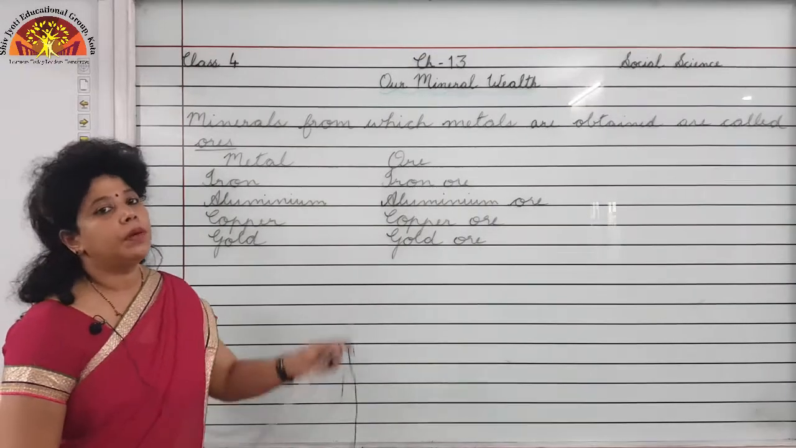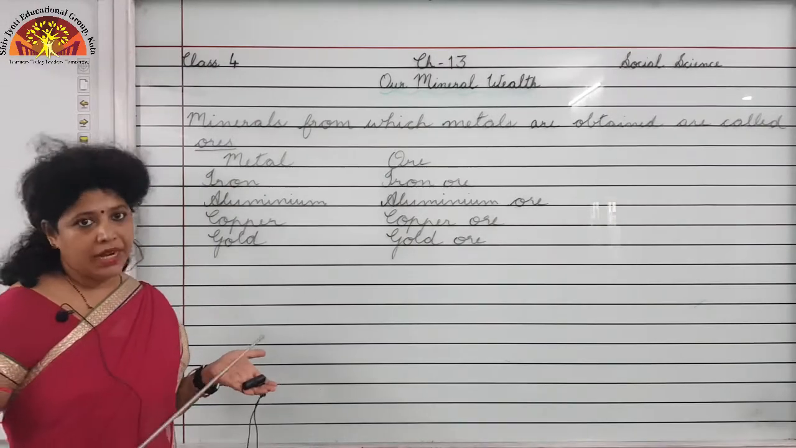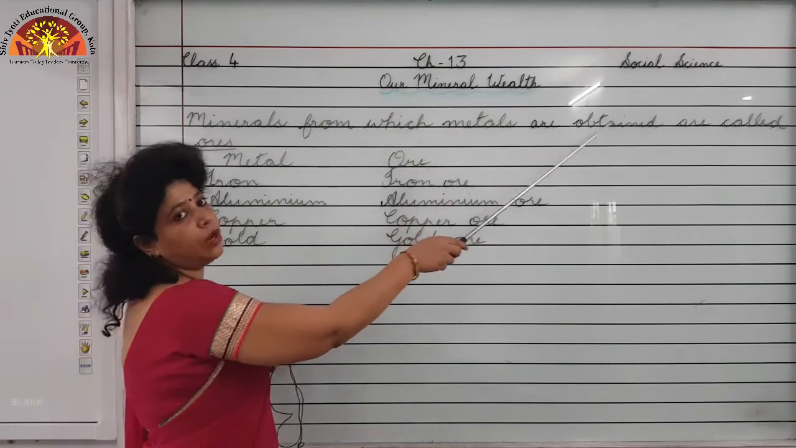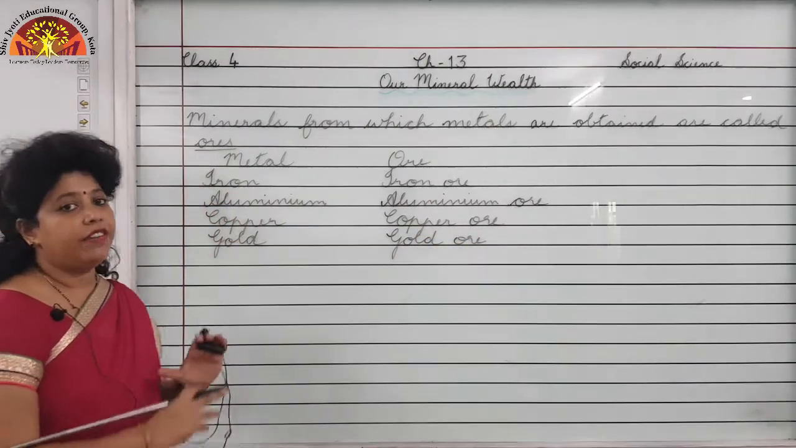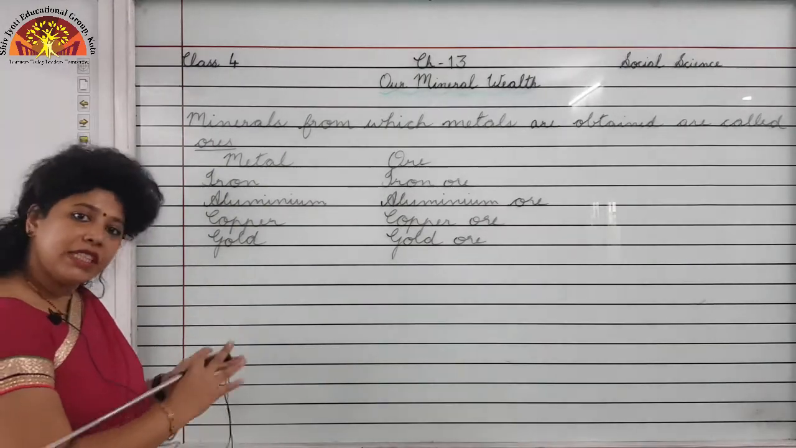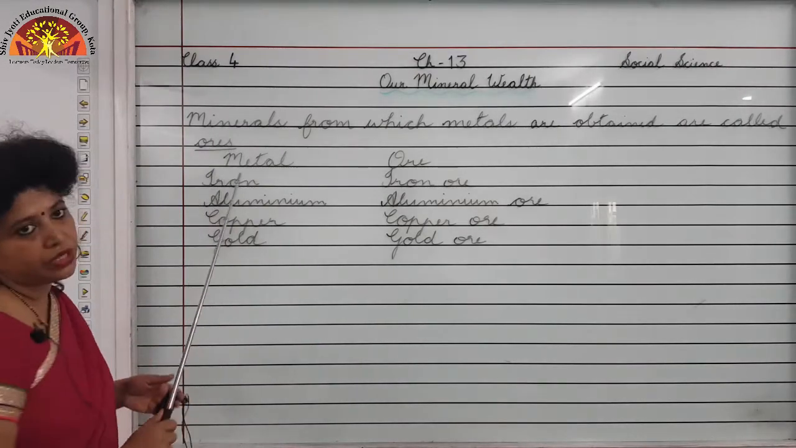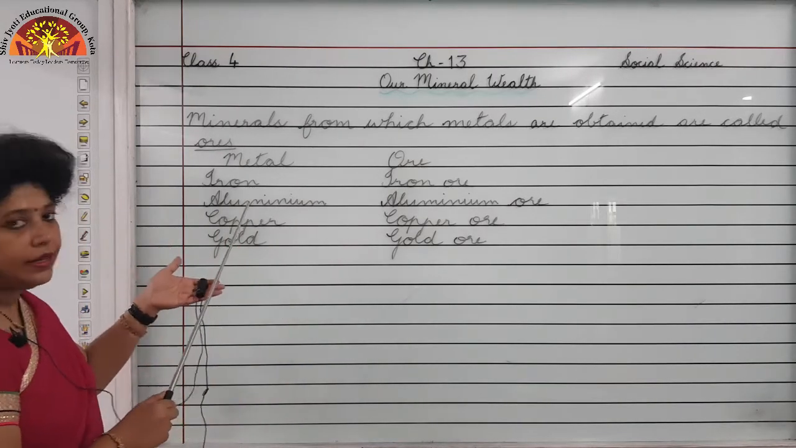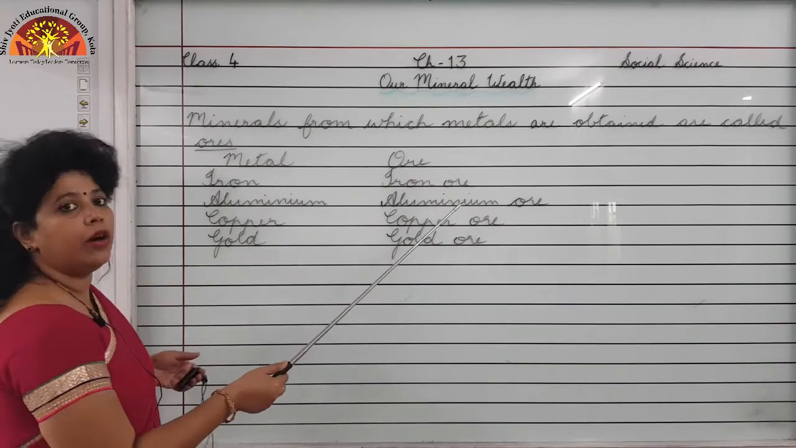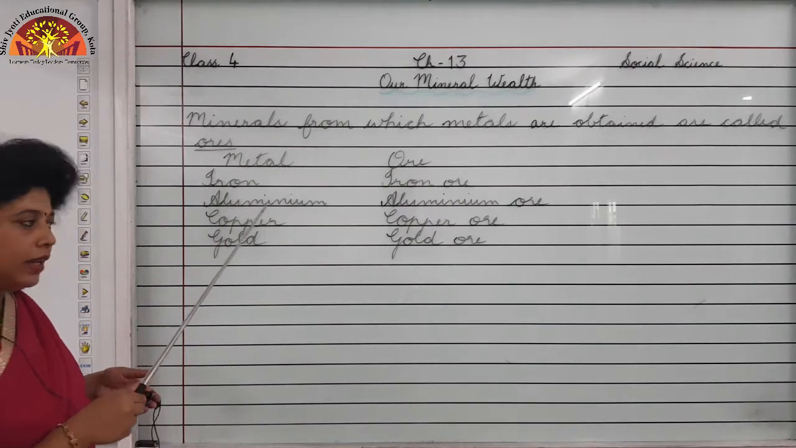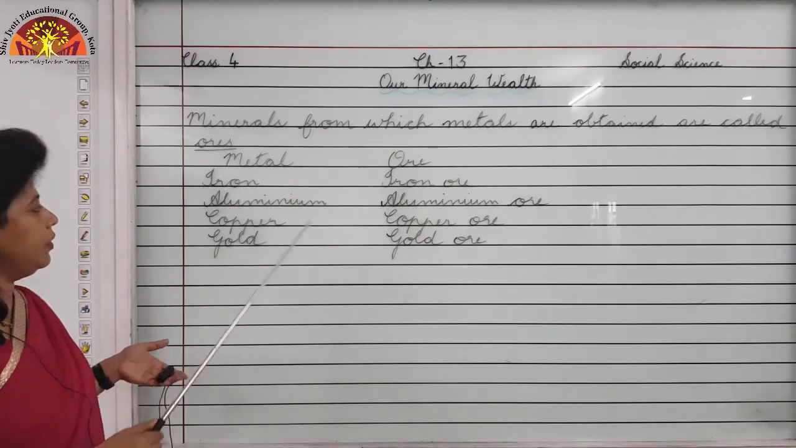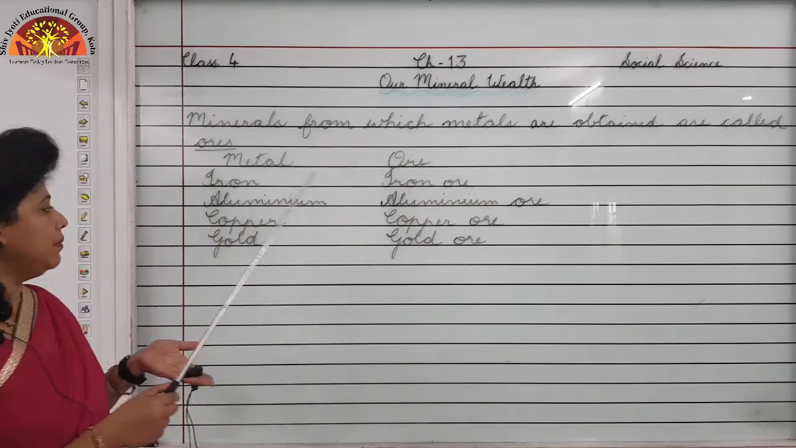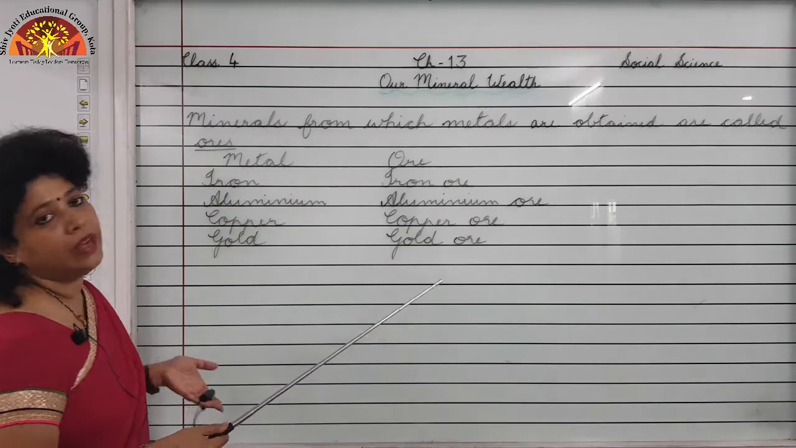Let us now talk about ores. We discussed metals and non-metals. Here, minerals from which metals are obtained are called ores. So, whatever is a metal and the minerals from which metals are obtained, they are called ores. So, you have your metal and the subsequent ore. For example, metal iron is obtained from iron ore, metal aluminium is obtained from aluminium ore, metal copper is obtained from copper ore, and similarly the metal gold is obtained from gold ore.